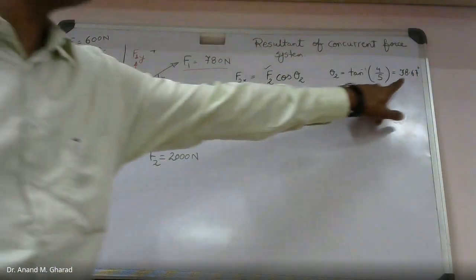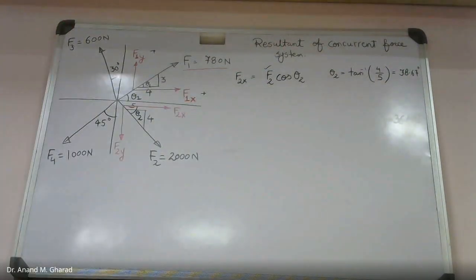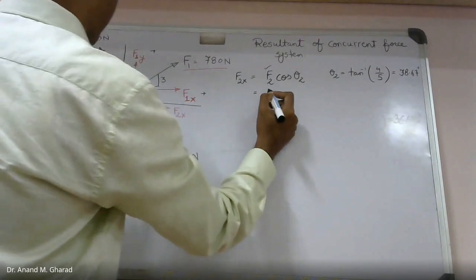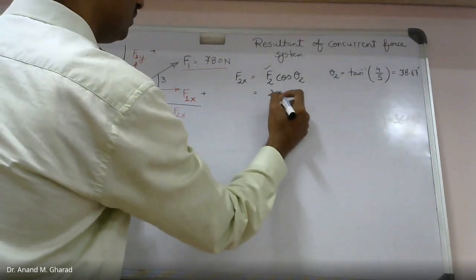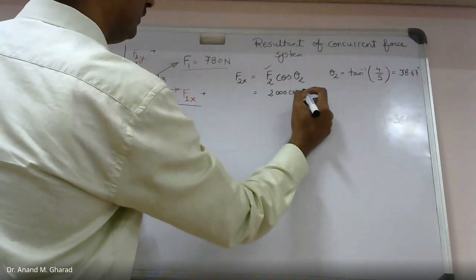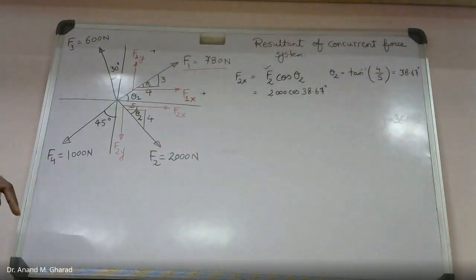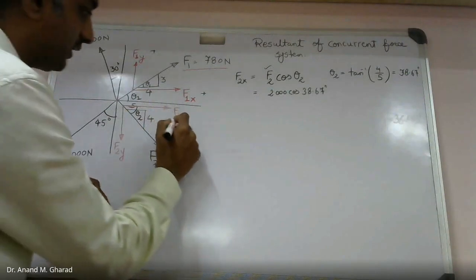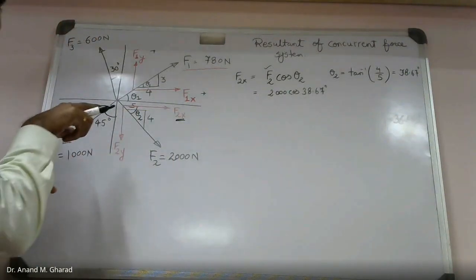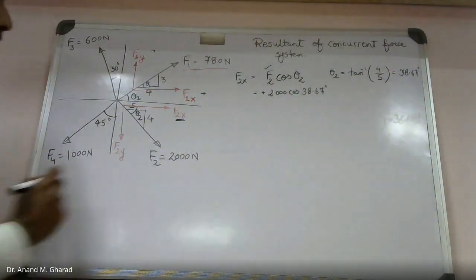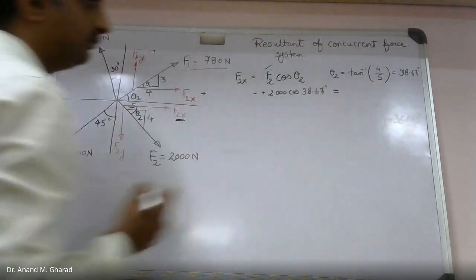Is this okay? All of you please verify. Yes sir. Now substitute the values. What is F2? 2000 cos of 38.67, let's say. What is the direction of F2x? It is acting in the positive x direction, so this will be positive. What will be the final value? Please let me know.